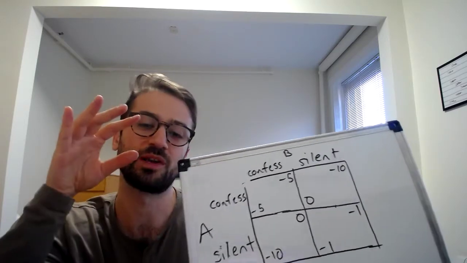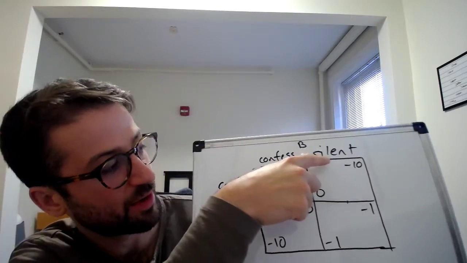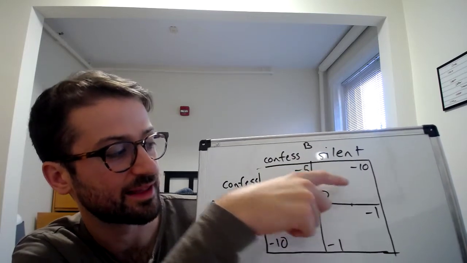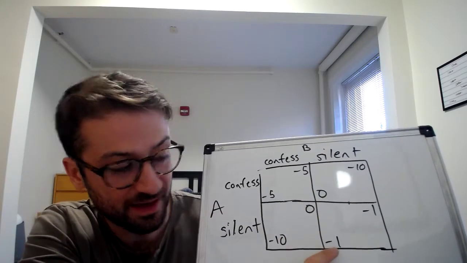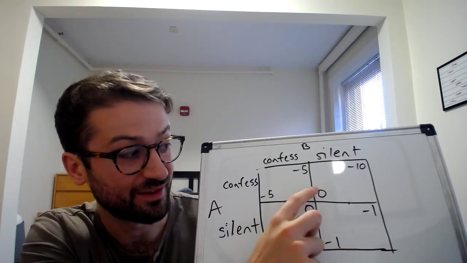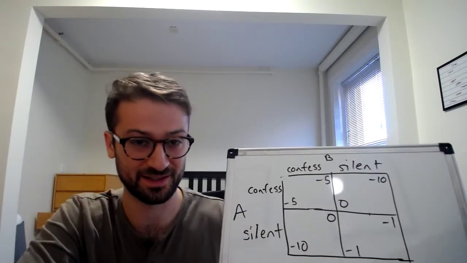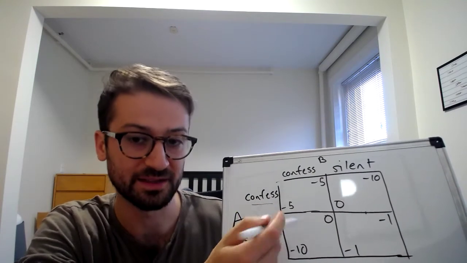Imagine, when you're trying to decide what to do, you want to think about what the other person wants to do. So player A wants to think about, okay, what if B is silent? In that case, A has two choices: confess or be silent. If A is silent, they get a payoff of -1. If A confesses, they get a payoff of 0. 0 is better than -1, so A is going to confess in that case. So I'm going to draw a little line here. A is going to confess in that case.